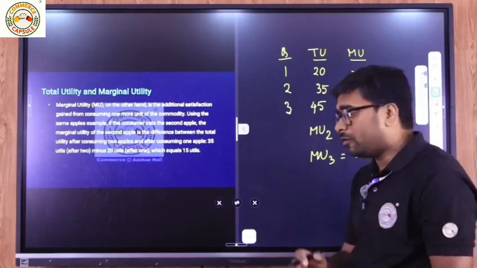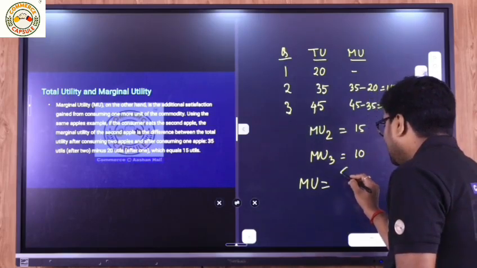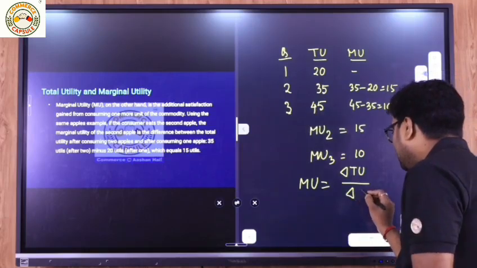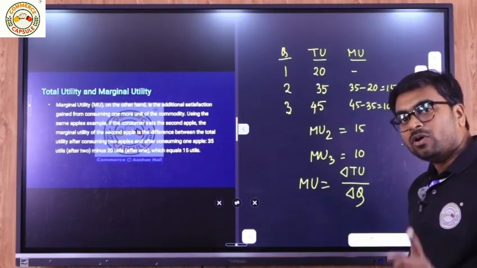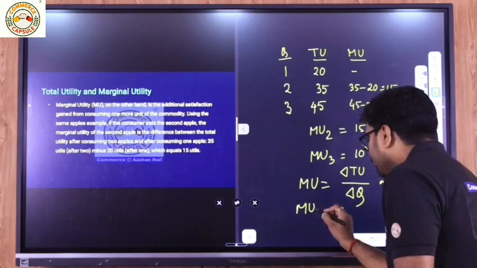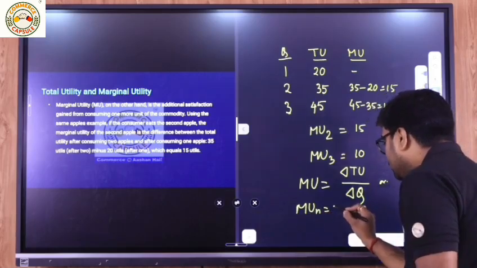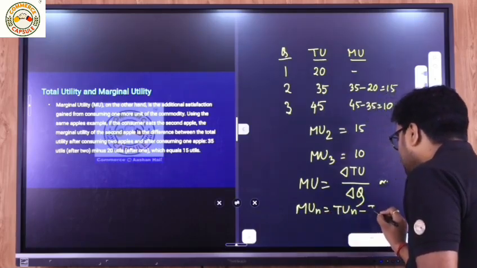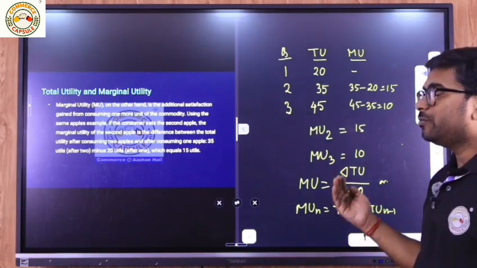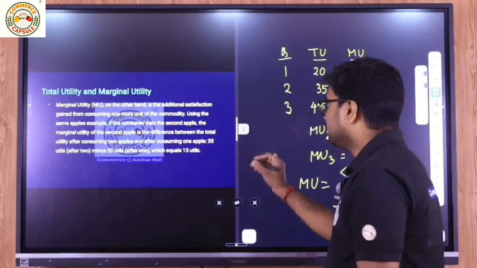So in this way you can easily calculate the marginal utility. If we summarize the formula, then we can write this: MU is nothing but the change in total utility, change means delta, by change in consumption units, delta Q. Or one can write these things in this way: MU of the nth unit, nth means it may be 3, it may be second. So MU n means TU n minus TU n minus 1. So this is the actual way how you calculate marginal utility from the total utility table.